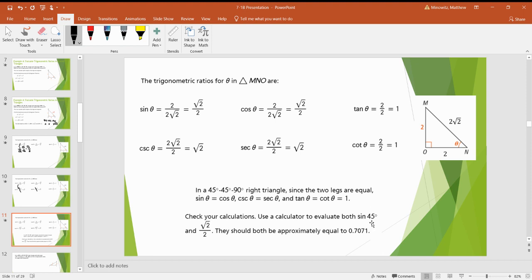Okay, and if you put sine of 45 in your calculator, you're going to get square root of 2 over 2. Yeah, but your calculator is not going to give you that. Your calculator is going to give you the decimal approximation, which is 0.7071.